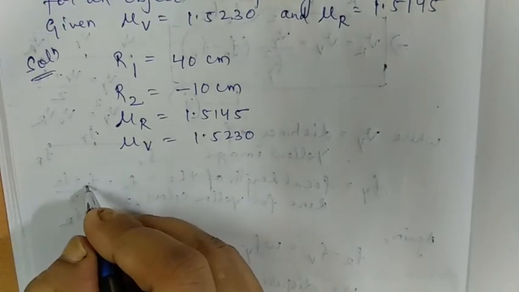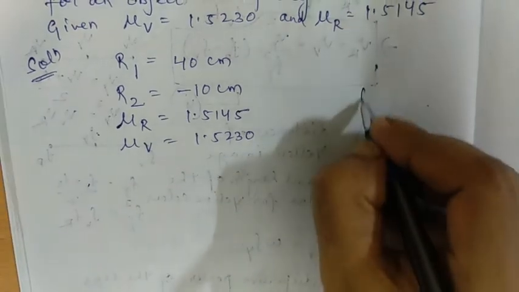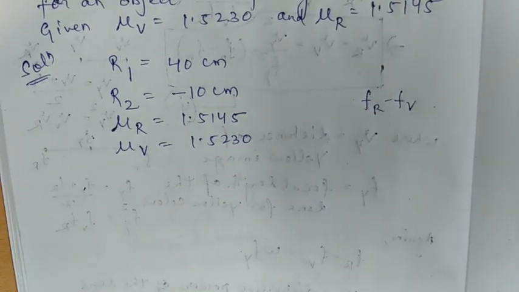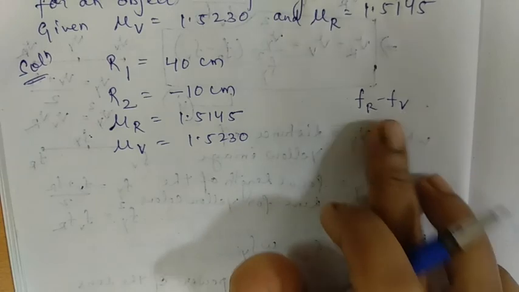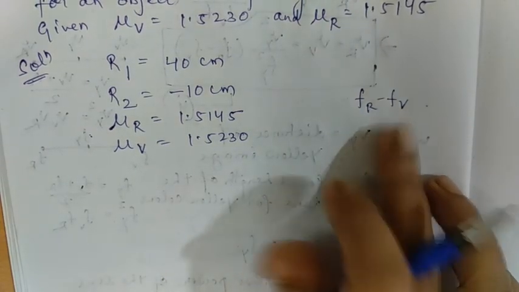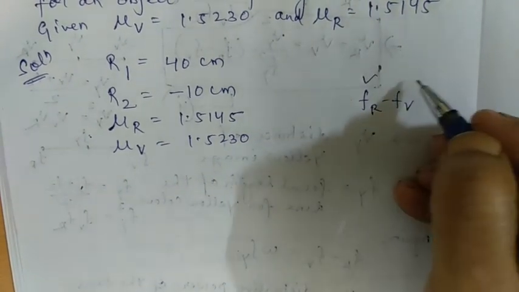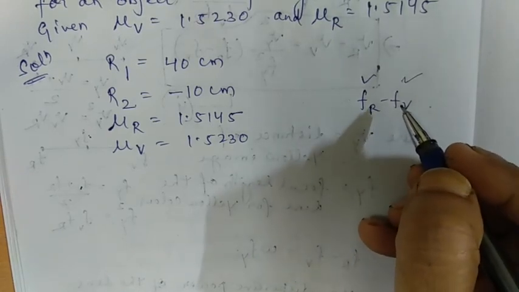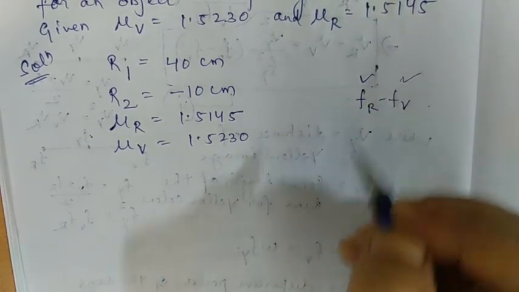So we know that the longitudinal chromatic aberration when an object is at infinity is given by Fr minus Fv. So let's calculate this term. You know how to get this term. What we will do is separately calculate Fr, then calculate Fv, then subtract, and we will get the longitudinal chromatic aberration for an object at infinity. So how to calculate this Fr and Fv?